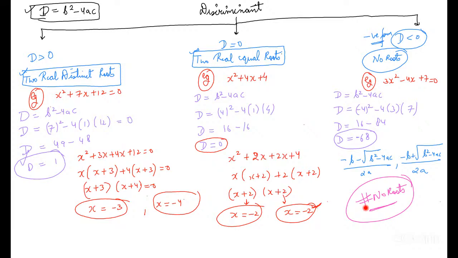Now I will solve one question. The question is 3x squared minus 5x minus 2. Now you check whether it has real distinct roots, equal roots, or no roots. Quickly solve it. If it has real roots or equal roots, find them with the quadratic formula. Don't use middle term splitting.